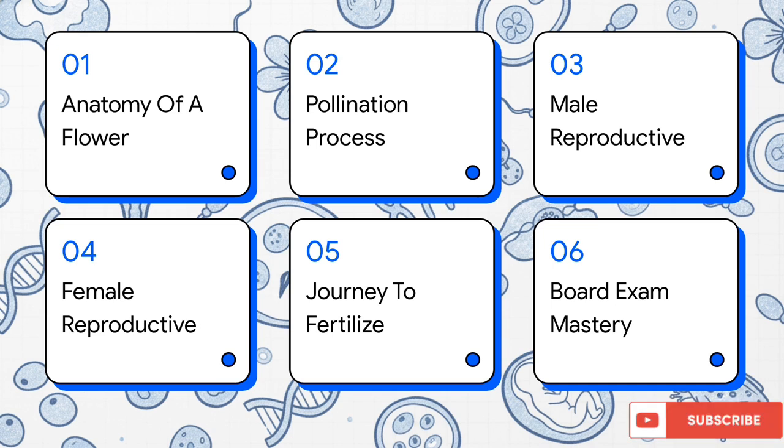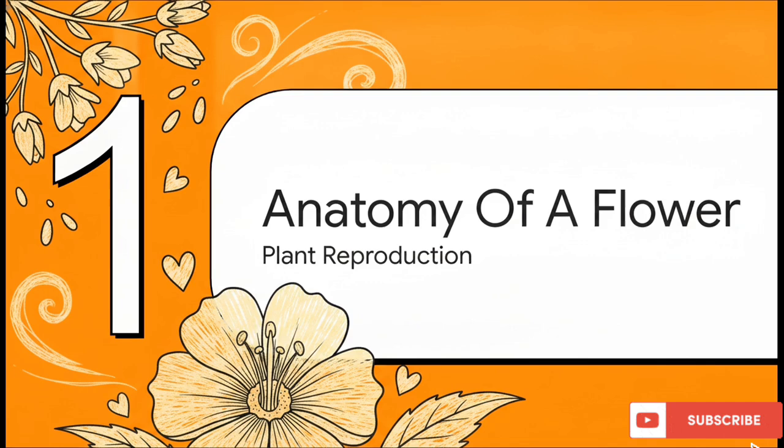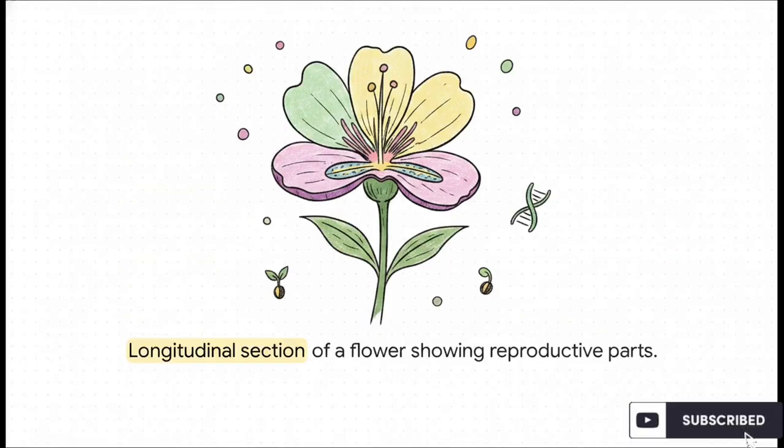Let's jump in. All right, Section 1, the anatomy of a flower and plant reproduction. So let's start with the structurally fascinating world of plant reproduction. You've probably seen a classic longitudinal cross-section of a flower before. It's an absolute must-know for your exams.